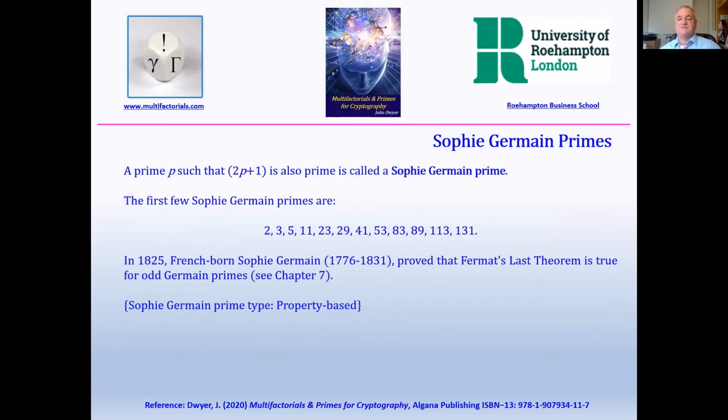Now, the definition of a Sophie Germain prime is really quite simple: p is prime and 2p plus 1 is also prime. And they are 2, 3, 5, 11, 23, and so on. But in 1825, she proved that Fermat's last theorem is true for odd Germain primes. Turns out in chapter 7, we prove Fermat's last theorem for all integers, not just those which are odd Germain primes. Sophie Germain primes are property-based.